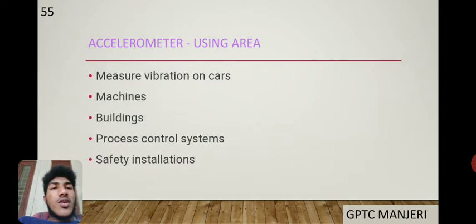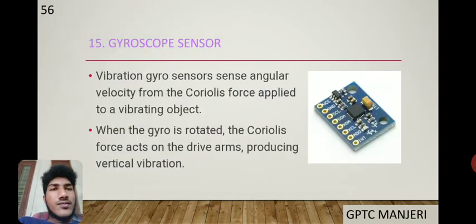Measuring vibration on cars, machines, buildings, process control systems and safety installations. Next we are going to discuss the gyroscope sensor. Vibration gyrosensors sense angular velocity from the Coriolis force applied to a vibrating object. When the gyro is rotated, the Coriolis force acts on the drive arms, producing vertical vibration.